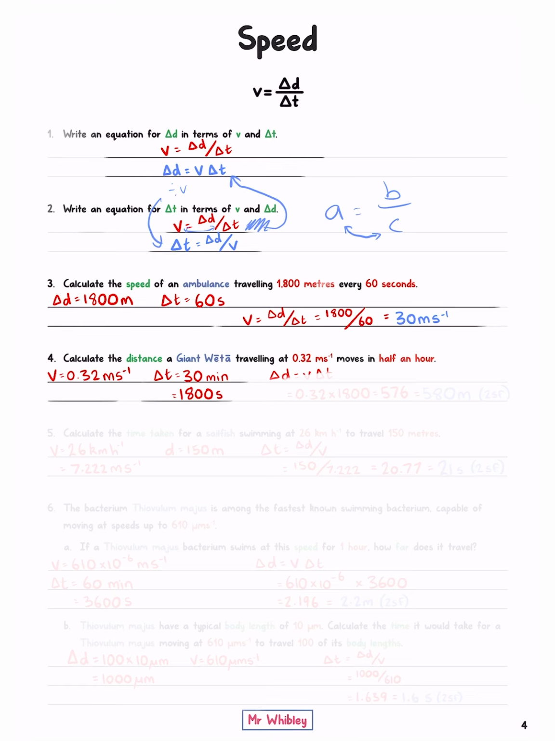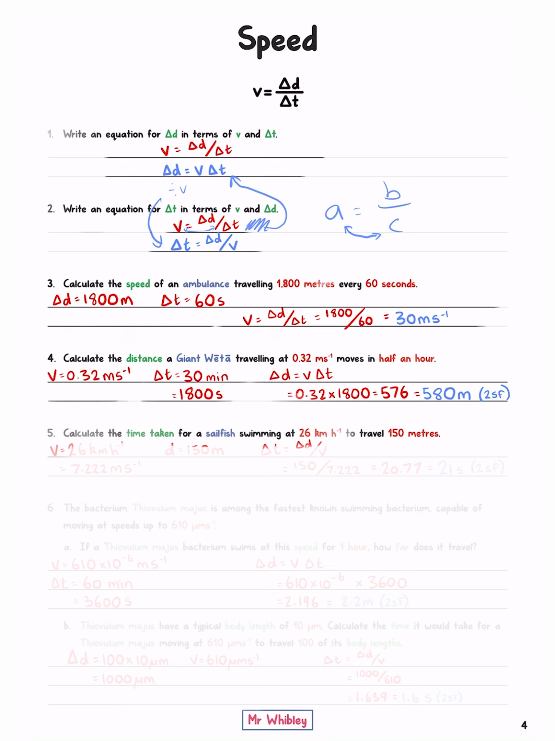Using the equation we solved above for delta D, putting our numbers in, gives us 576 or 580 meters to two significant figures. Question 5. Calculate the time taken for a sailfish swimming at 26 kilometers per hour to travel 150 meters.